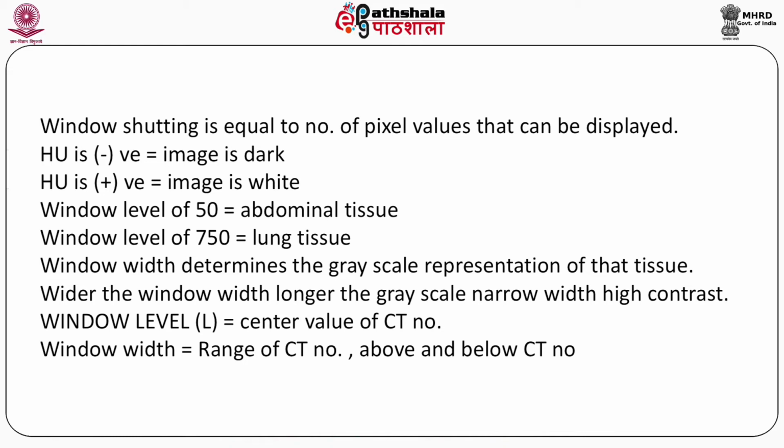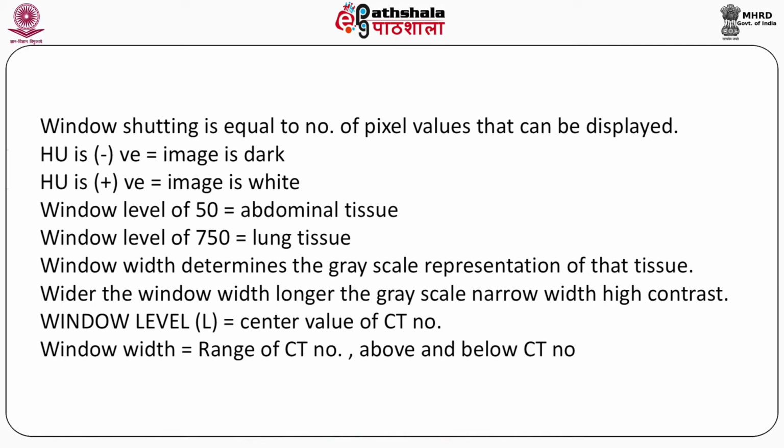For example, minus Hounsfield unit image is dark, plus Hounsfield unit image is white. Window level of, let us say, 50 for abdominal tissue, window level of 750 for lung tissue. Window width determines the grayscale representation of tissue. The wider the window width, the longer the grayscale. The narrower the window width, the higher the contrast you can see.